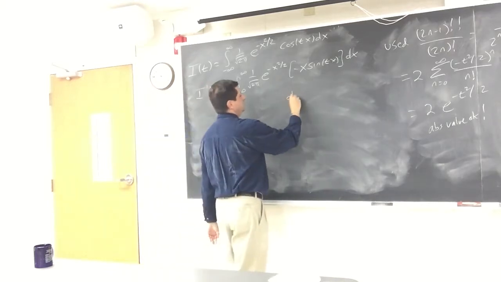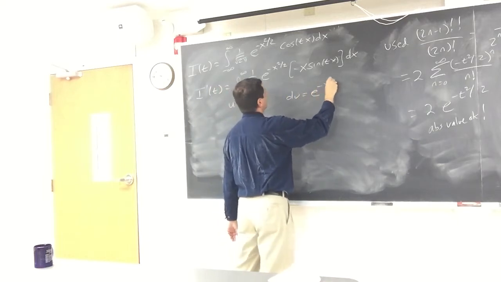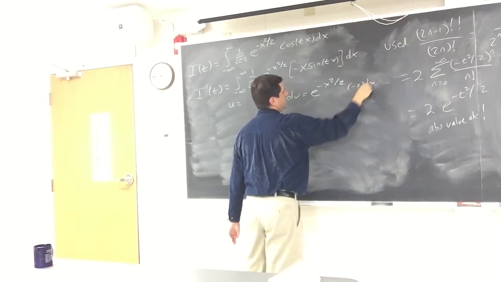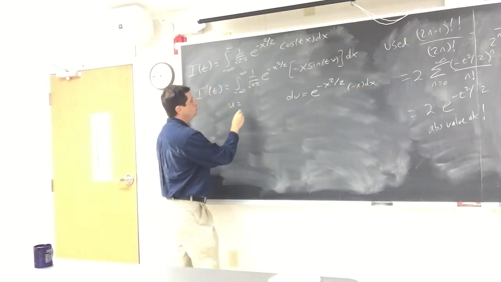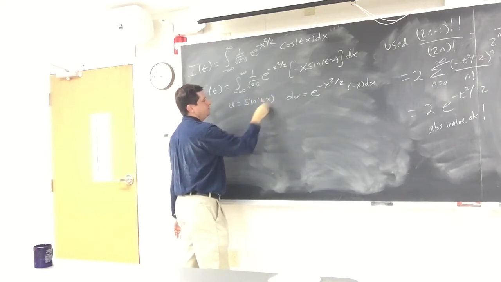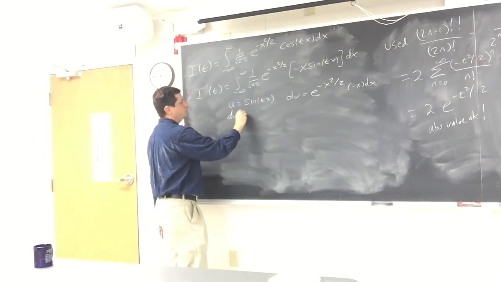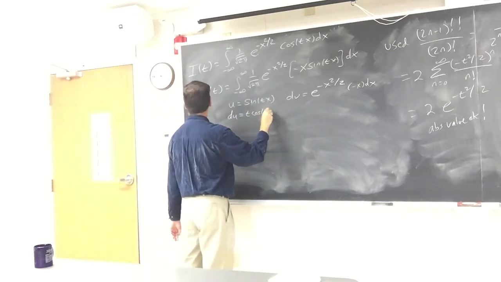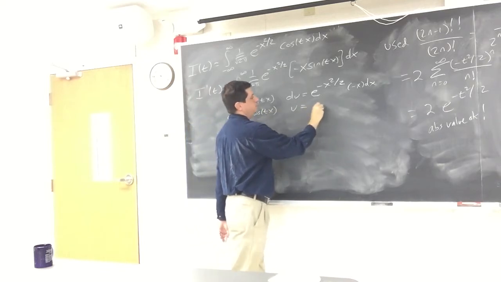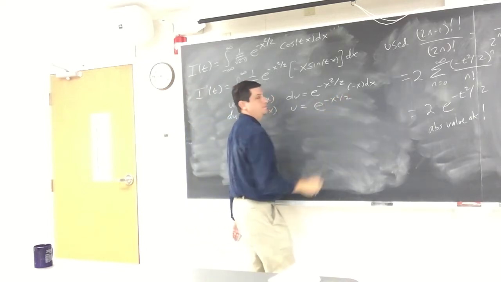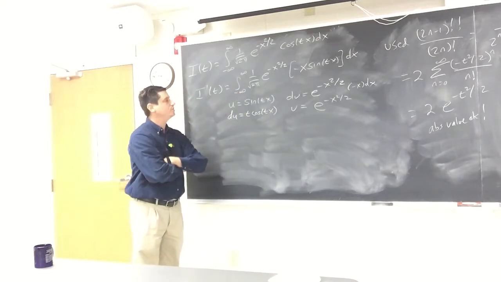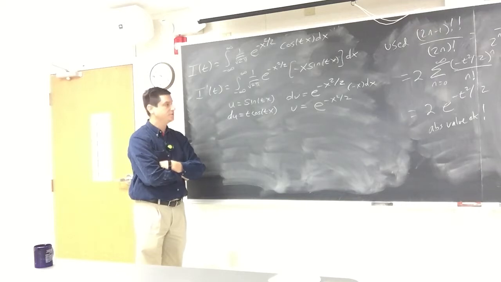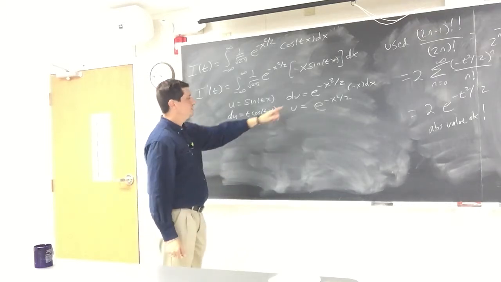dv will be e to the negative x squared over 2 times negative x dx. We'll put the negative sign there. u will be the sine of tx. du, taking the derivative with respect to x, is going to be t cosine tx. And v is going to be e to the negative x squared over 2. The reason I'm keeping the integration from minus infinity to infinity is I don't want to worry about any boundary terms. The boundary terms vanish again, and I'll have minus v du.